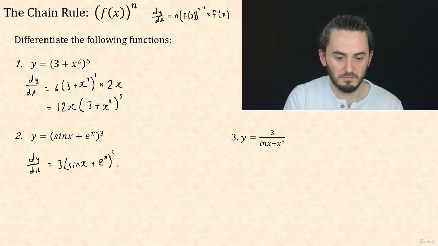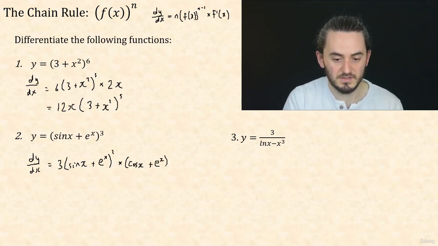Power drops by 1. Now multiply by the derivative of the stuff in the bracket. Well, the derivative of sine x plus e to the x is cos x, that's the derivative of sine, plus e to the x, which is the derivative of e to the x. Neaten it up if you like.